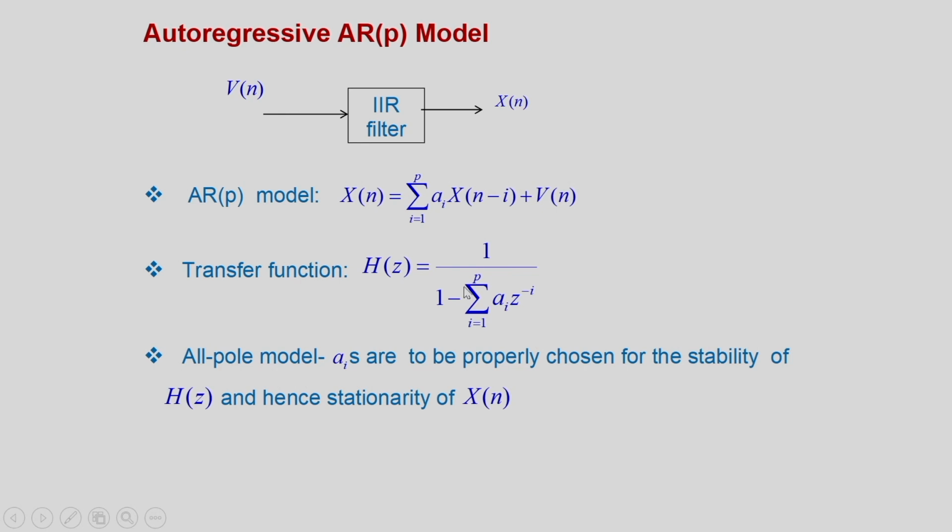Now, in this case it is an IIR filter, so there are poles. This expression will result in poles. Therefore, this is an all-pole model. The a_i are to be properly chosen for stability of H(z) and hence stationarity of Xn. If H(z) is stable, then only this Xn sequence will be stationary. Therefore, we have to select a_i such that the poles of this filter lie inside the unit circle. So, we have discussed what is an AR(p) model.